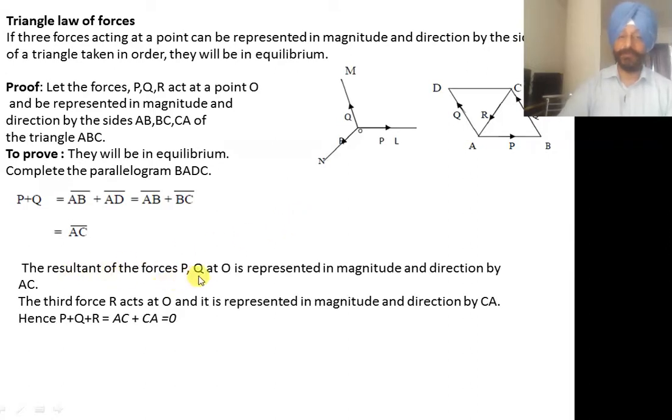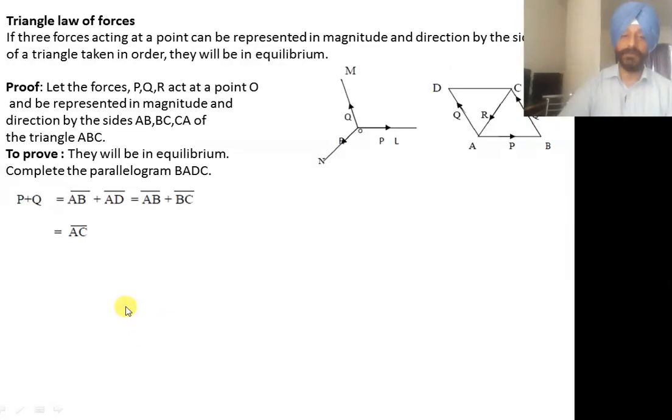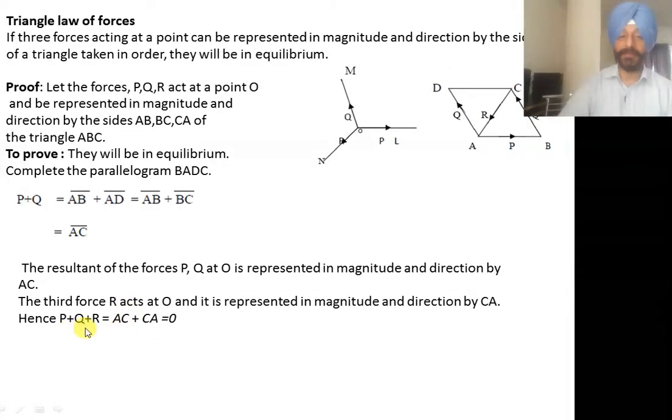The resultant of forces P, Q at O is represented in magnitude and direction by AC. The third force R acts at O and it is represented in magnitude and direction by CA. So, CA is equal to R. Now, P plus Q plus R. P plus Q is AC and R is CA. So, AC plus CA is equal to 0. Therefore, we got P plus Q plus R is equal to 0. This means the forces are in equilibrium.